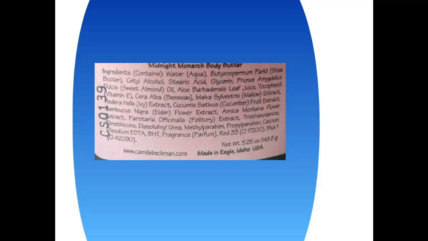Okay, so it's a random thing, but maybe if you sell cosmetics or beauty products, this might be something that you want to sell. So as you can see, we've got the general ingredients of the body butter. We've got code numbers on the side here. We've got the net weight, and we can see it's been made in Eagle, Idaho in the USA. And as you can see, we have a website address.